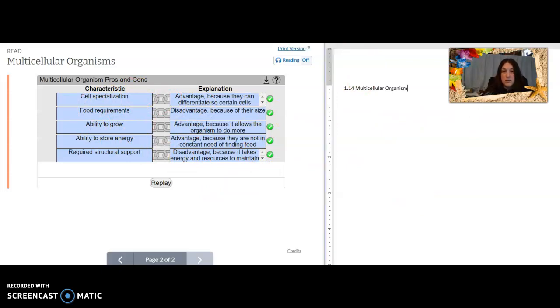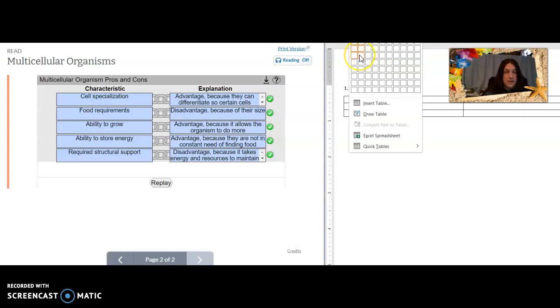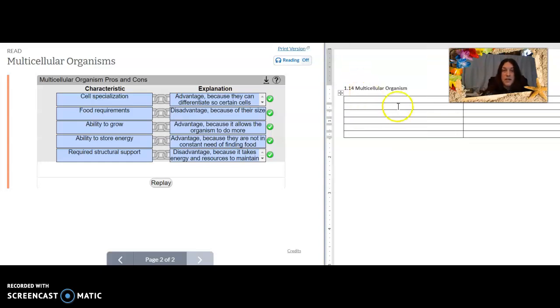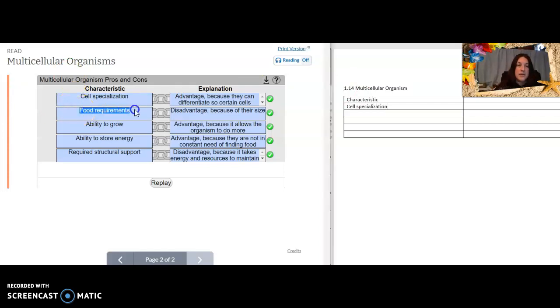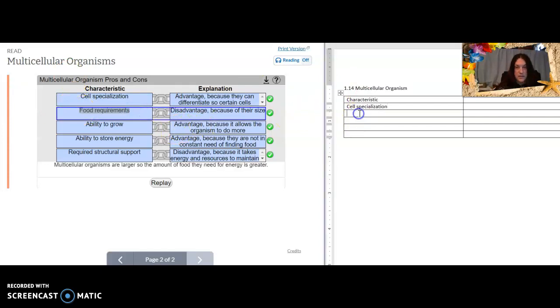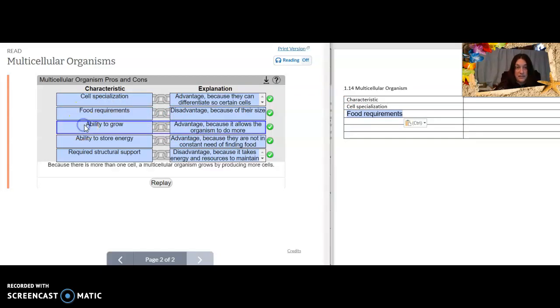So what I'm going to do over here is I'm just going to do it in a table style. 1, 2, 3, 4, 5, 6 down and 2 across. And in here, I am going to write the characteristic. And I'm just going to go ahead and add them down. And I'm going to check, am I able to copy paste? I am. So I would probably just copy paste them down.